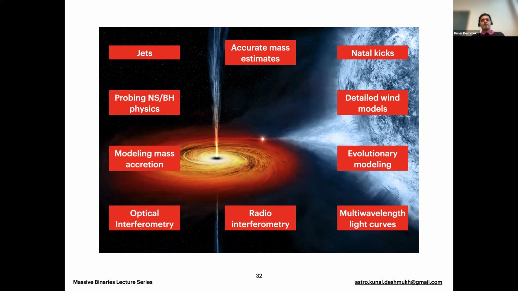On the theory side, there's evolutionary modeling. Could be 1D, could be 3D. There's a lot to be done there, but a lot of progress as well. Then we have detailed wind models, which are also, I think, ever improving. And finally, there's natal kicks, where since high mass X-ray binaries, by definition, harbor a compact object, we can really understand if they have been kicked, how they have been kicked during their formation by comparing to their host populations.